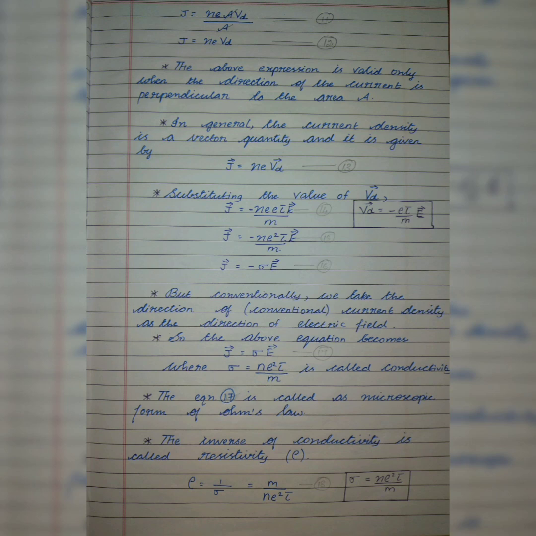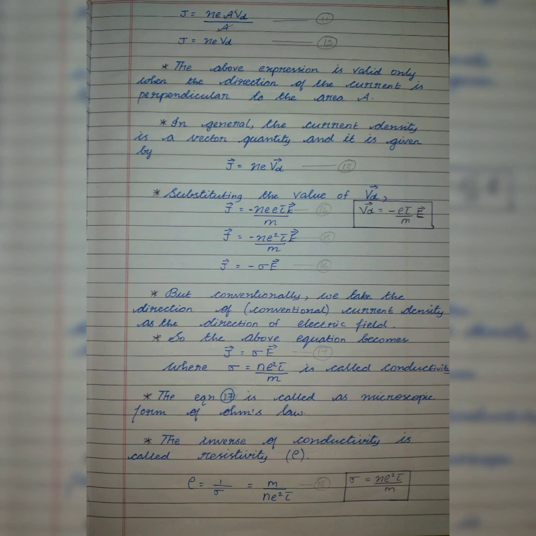J vector is equal to sigma into E vector, where sigma is equal to n e square tau by m is called as conductivity. அந்த term conductivity. அதுவும் ஒரு formula தான், you have to learn it. Okay. Then this equation is called as the microscopic form of Ohm's law. In the equation number 17 தான் it is called as the microscopic form of Ohm's law.